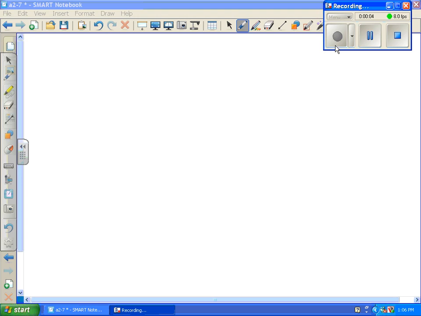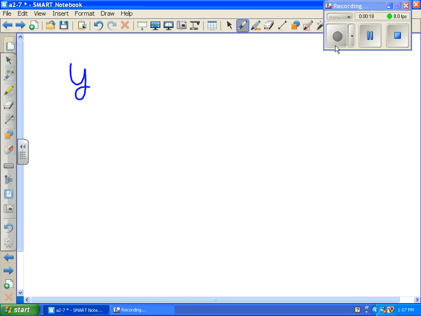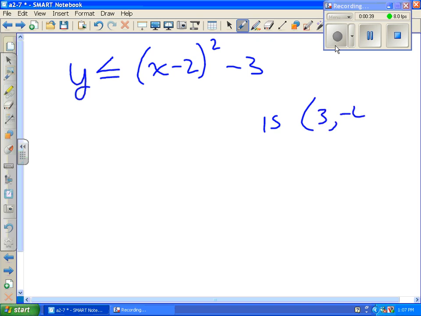We're looking now at graphing inequalities. The first thing we're going to look at is what does it mean if I ask if I have a solution to an inequality. So for example, if I have the following inequality, y is less than or equal to (x minus 2) squared minus 3, and I asked you the question, is (3, negative 4) a solution to the above inequality?